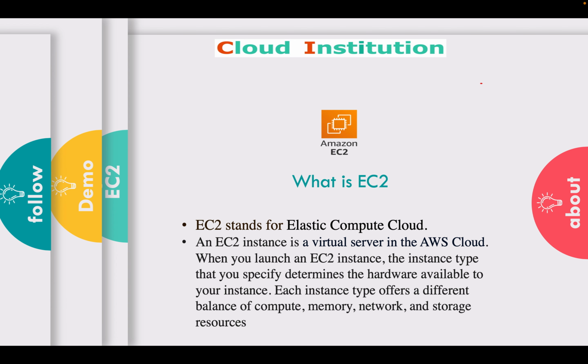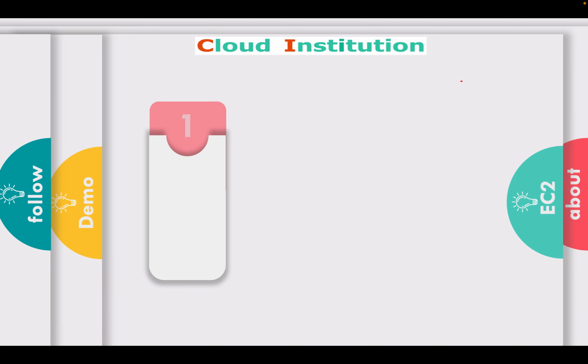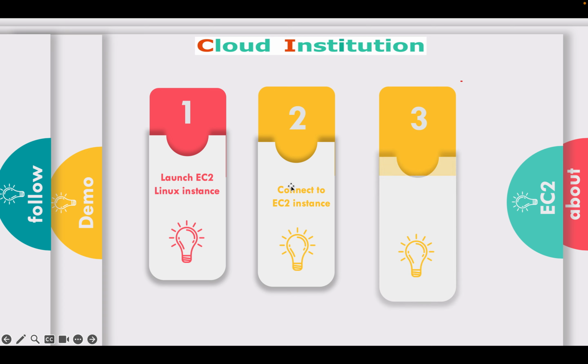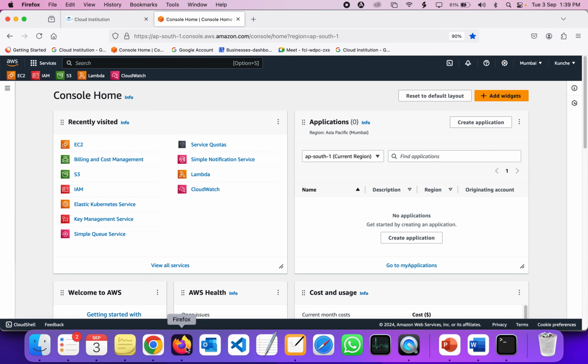As part of this session, we are going to do a demo. We are going to launch an EC2 instance in AWS, connect to it and run some Linux commands to make sure that the EC2 instance is working fine, right? So now I'm directly going to the Amazon Web Services console. This is the AWS console.